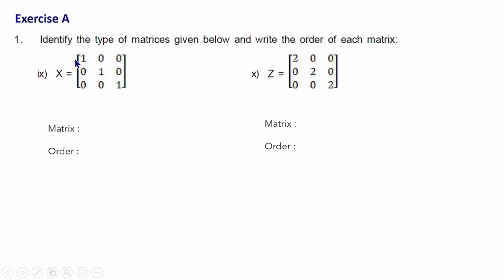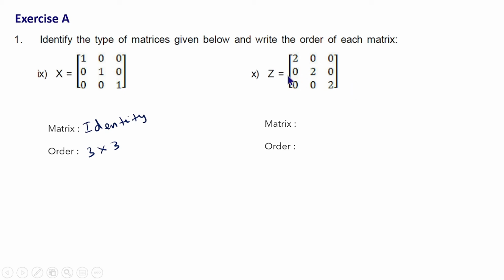Then next, X is equal to 1, 0, 0, 0, 1, 0, 0, 0, 1. Here we can see that the diagonal elements have got the number 1 and all the other elements are 0. So it is an identity matrix. And the order is, it has got 3 rows and 3 columns.